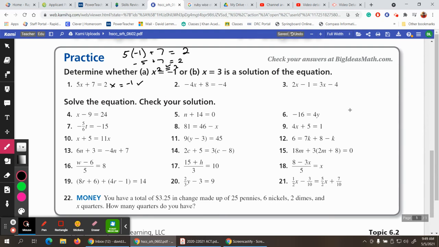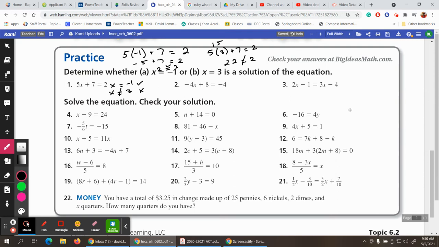Let's try when it's 3, right? So that's 5 times 3 plus 7 equals 2. I don't even know what that is, but I mean, that is 15 plus 7. So that's 22, which does not equal 2, right? So x cannot equal 3. So that's how you do 1, 2, and 3. You just simply plug those in, okay?